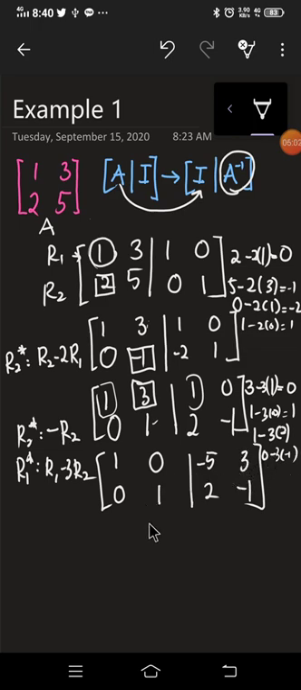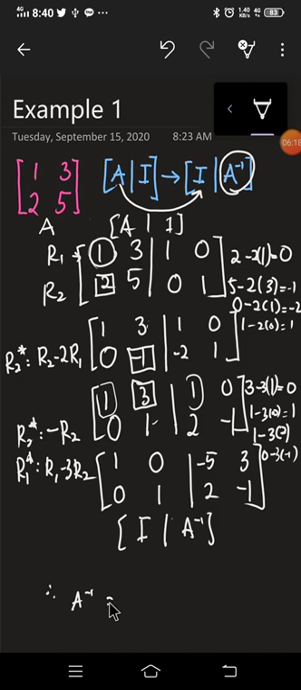Now what we get on the left side is the identity. So if we started with A and the identity, we now have the identity on the left side, and the right side should be our A inverse. So what is our A inverse? A inverse is equal to negative 5, 3; 2, negative 1. This is our answer for A inverse for this example.